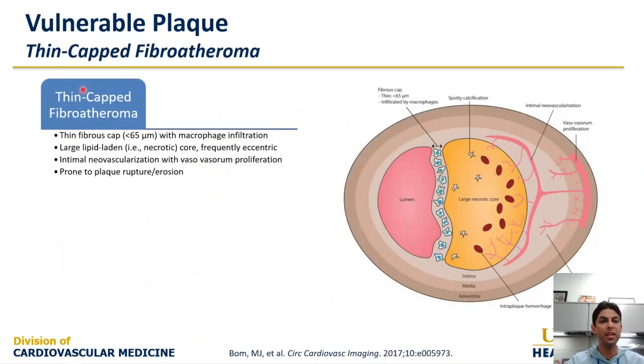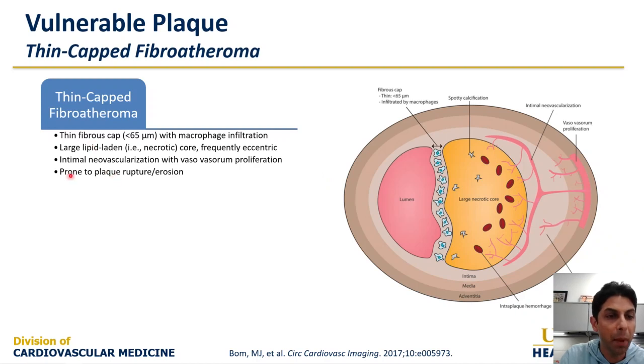Now let's talk more about the thin cap fibroatheroma. The thin cap fibroatheroma is characterized by a thin fibrous cap, defined as less than 65 microns, with macrophage infiltration. That's shown here. This is a thin fibrous cap that's less than 65 microns that's infiltrated by macrophages. This thin cap fibroatheroma also has a large lipid-laden or necrotic core that's frequently eccentric. Eccentric means it's on one side of the vessel, as shown in this cartoon. What we also see is there's intimal neovascularization with vasa vasorum proliferation.